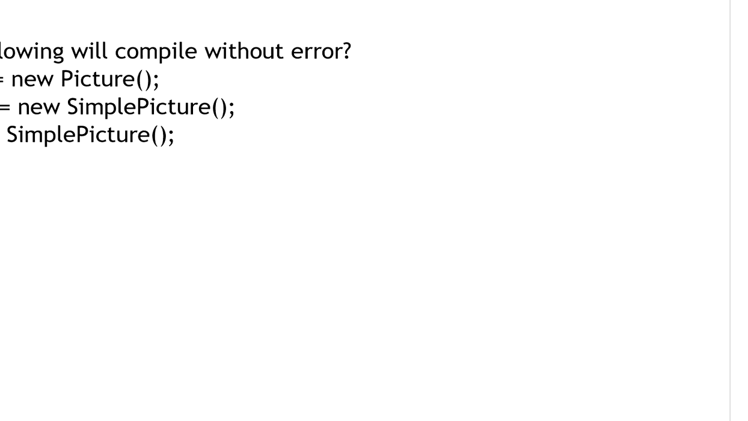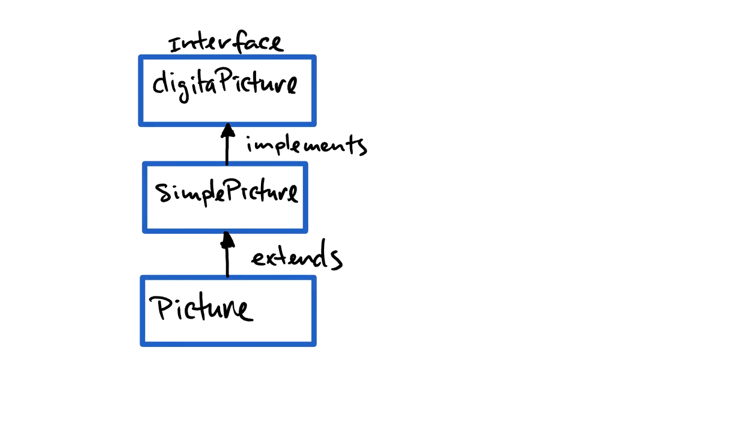this thing called the digital picture. The digital picture was not a class, it was an interface. This was nothing more than a collection of method headers that needed to be implemented by some other class. And we had one class in particular that implemented the digital picture interface, and that was the simple picture. Everything that the digital picture interface required or spelled out definitely happened in the simple picture class.